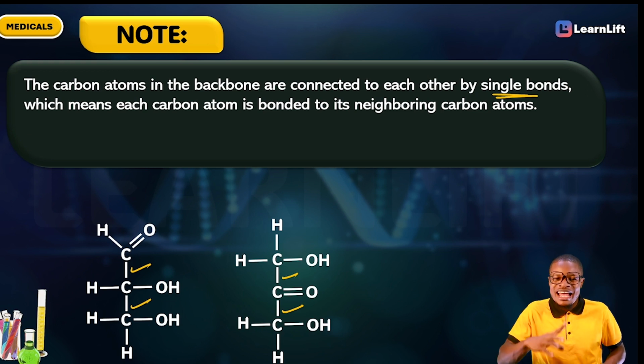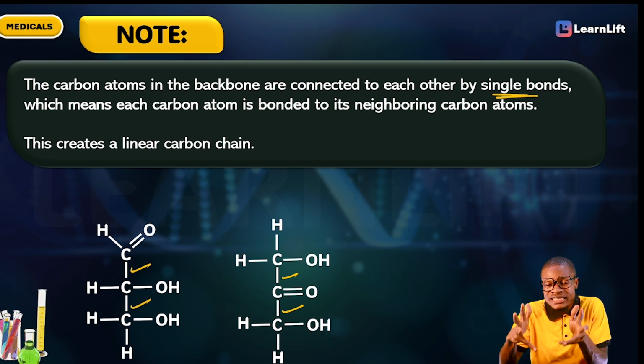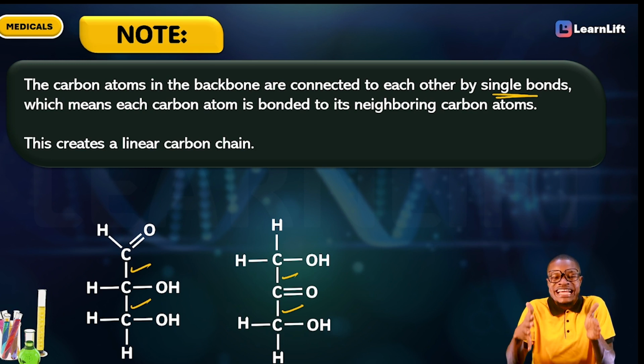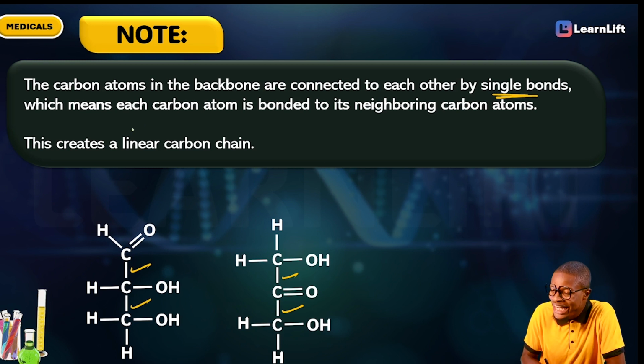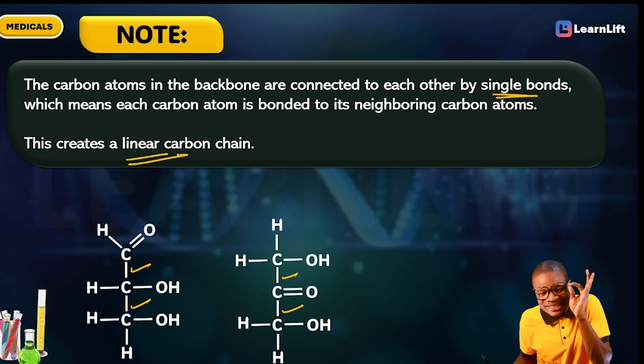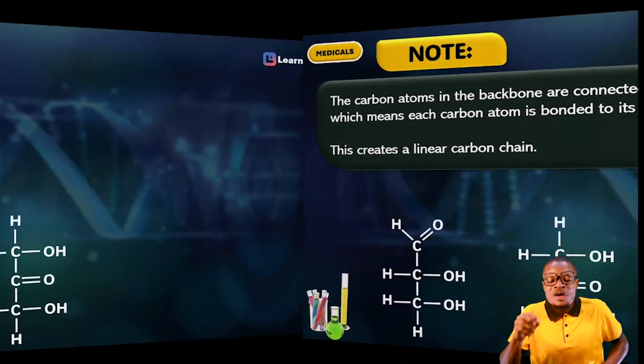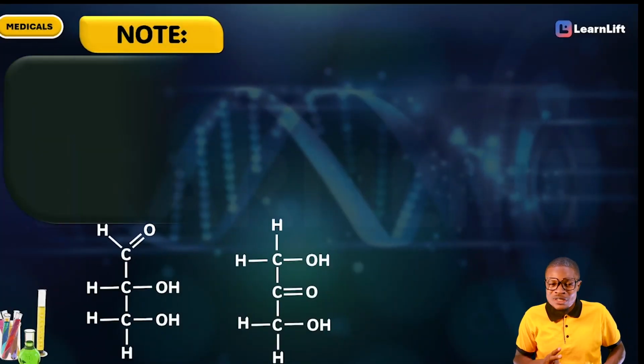Another thing is this. As a result of that single bond, it will create what is called a linear carbon chain. So what type of carbon chain do we have in monosaccharides? They are called linear carbon chains. Very lovely. Now, the third thing I want you to note very quickly and hold tight is this.